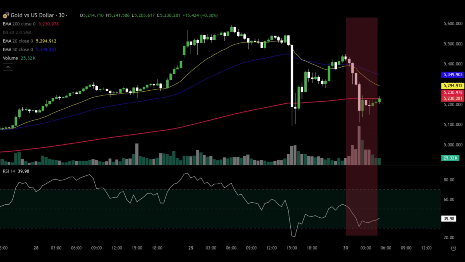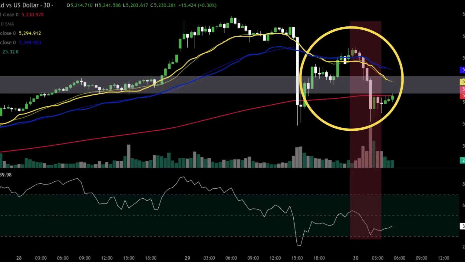Then volume suddenly increases when price starts moving lower. This is an important clue. Now we have 4 confirmations working together.